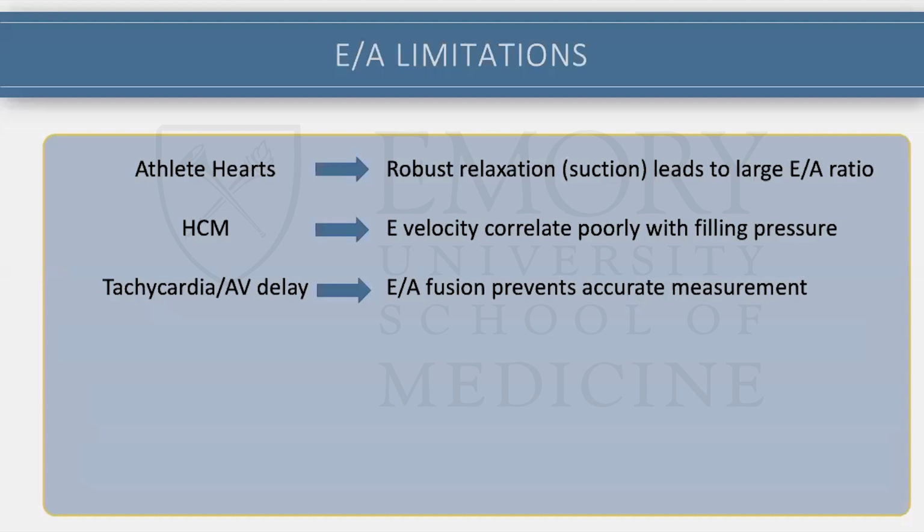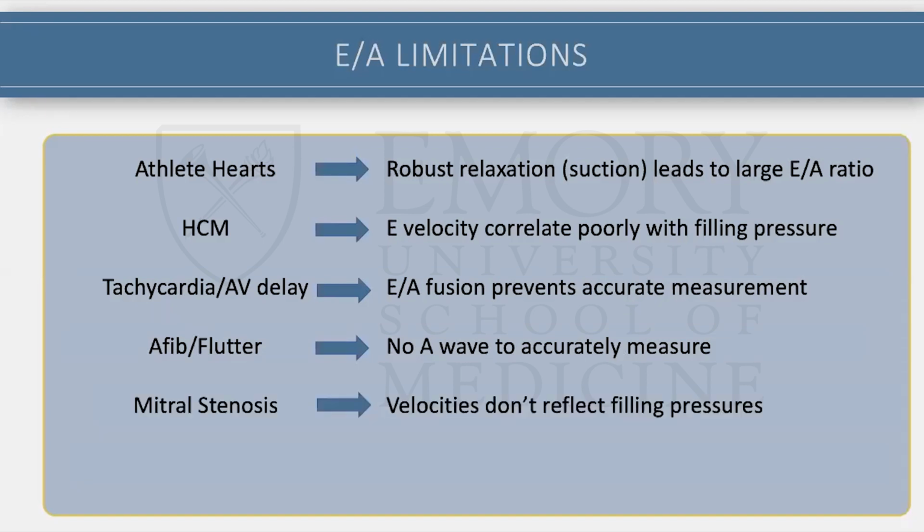Tachycardia and AV delay, we may have an E and an A wave, but they're sitting on top of each other. We can't actually distinguish them reliably enough to get good measurements. For fib and flutter, we don't have an A wave to measure, so we can't produce an E to A ratio. In mitral stenosis, the velocities through the mitral valve aren't really reflective of filling pressures as much as they're reflective of mitral valve pathology, so we can't use it here.